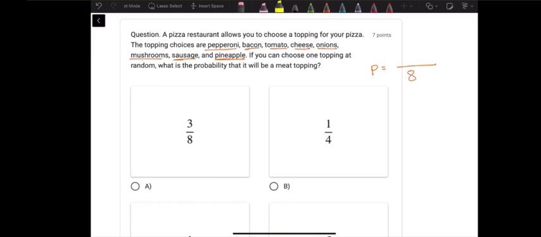Now, I specifically want to see what is the probability of getting a meat topping. So what are the only meat toppings that I have here? I have pepperoni, bacon, and sausage, the only 3 meat options. So that means I'm going to have here 3 over 8: 3 meat options out of a total of 8 options for toppings. So again, there's nothing we can do here to simplify 3 over 8. So I'm going to go ahead and simply mark my answer as 3 over 8.